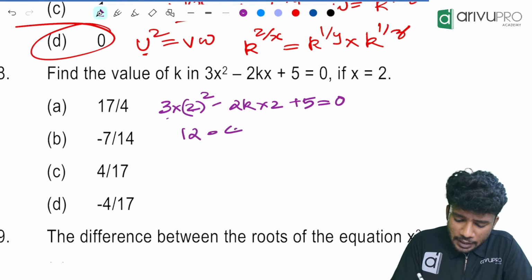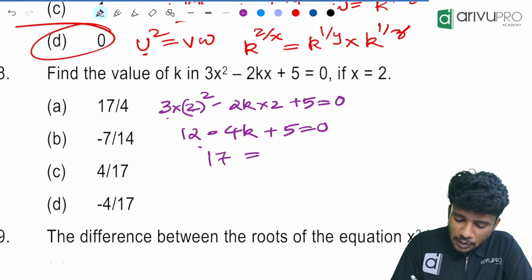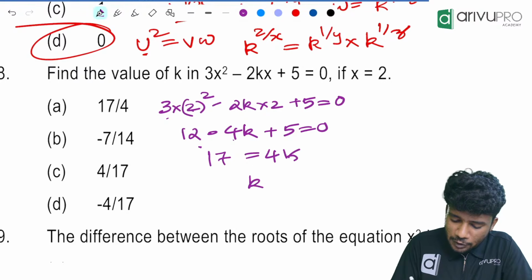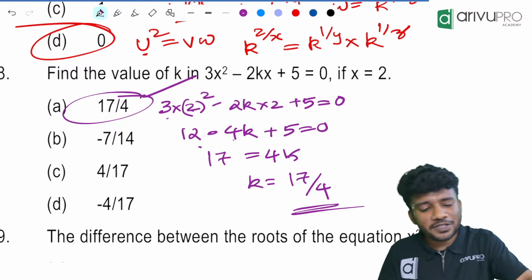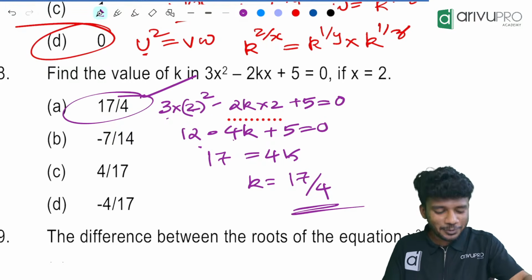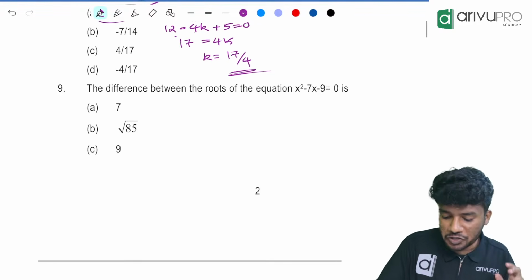12 minus 4k plus 5 is equal to 0. 12 plus 5 is 17, so 17 is equal to 4k. Then k is equal to 17 by 4. Which option is the answer? Option A is your answer. Very easy question, very direct answer. 8th question, high chance of repetition again.